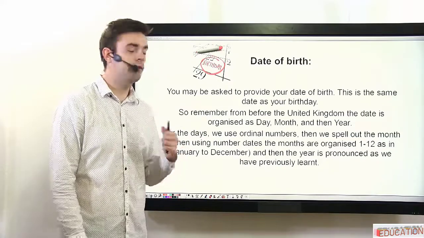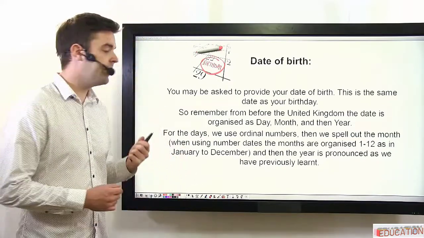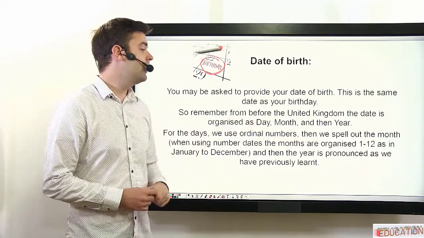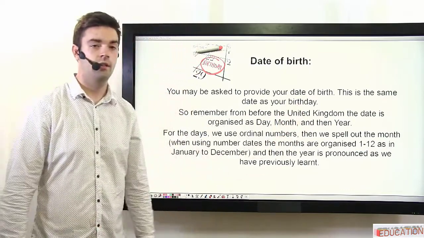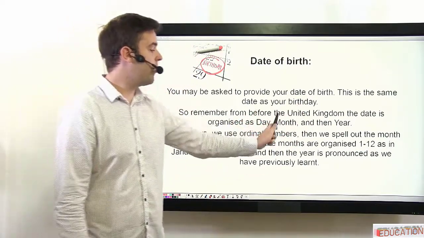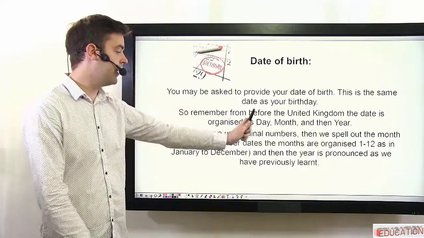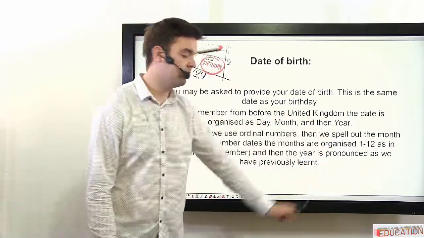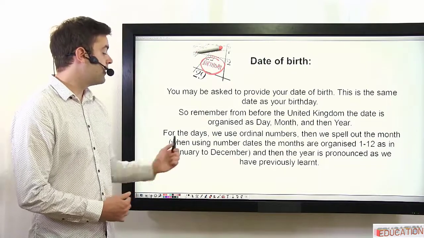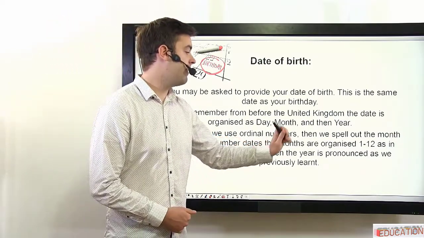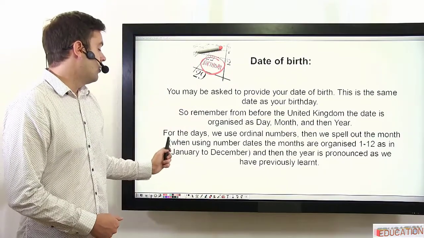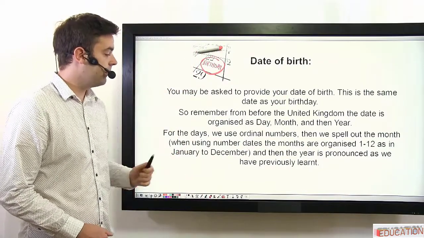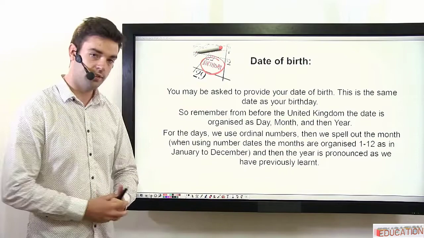You may be asked to provide your date of birth. This is the same date as your birthday. So remember from before, in the United Kingdom, the date is organized as day, month, year. First is the day, second is the month, and third is the year. For the days, we use ordinal numbers, and then we spell out the month. When using number dates, the months are organized 1 to 12, as in January to December, and then the year is pronounced as we have previously learned.